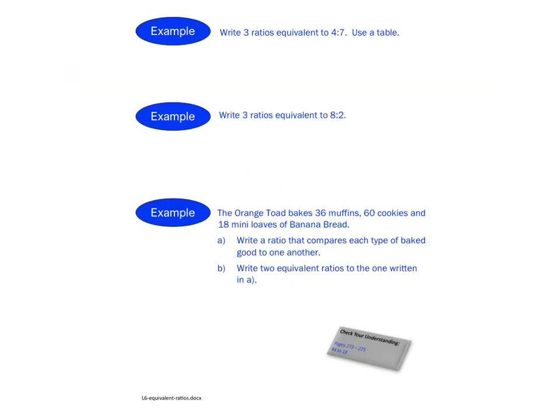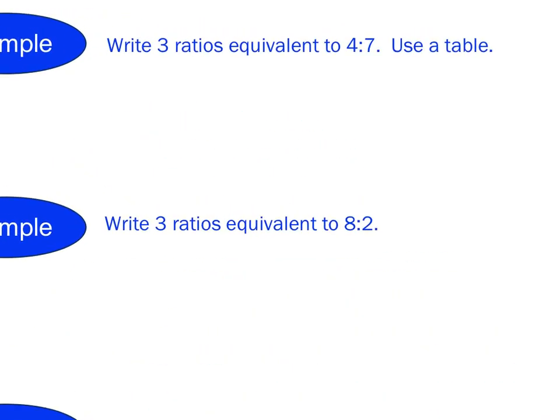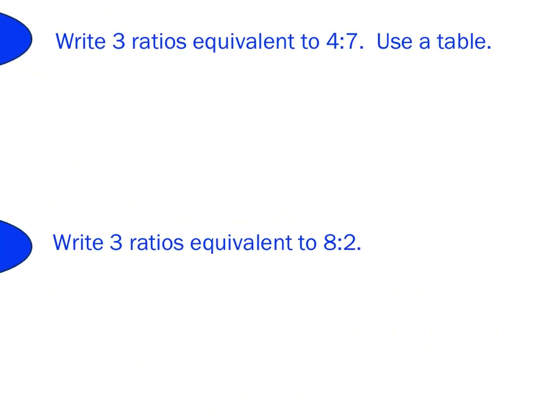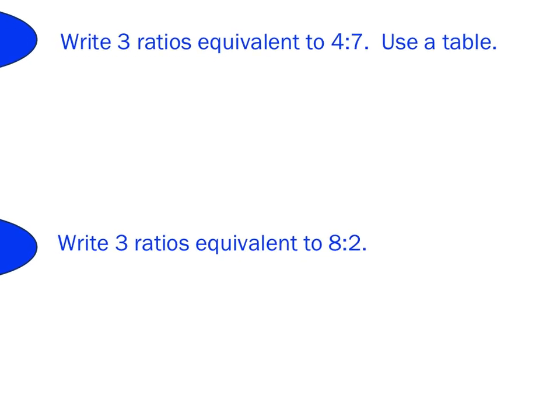Now, next question, here we go. Write 3 ratios equivalent to 4 to 7. Use a table. We don't have to use a table. But 4 to 7, okay? So, okay, give me an equivalent ratio to 4 to 7. What's that? 8 to 14, and we get that by multiplying them both by 2, okay? And I might just write that down over here. Multiply them both by 2. I got 8 to 14. Cool. Give me another one. Jacob.